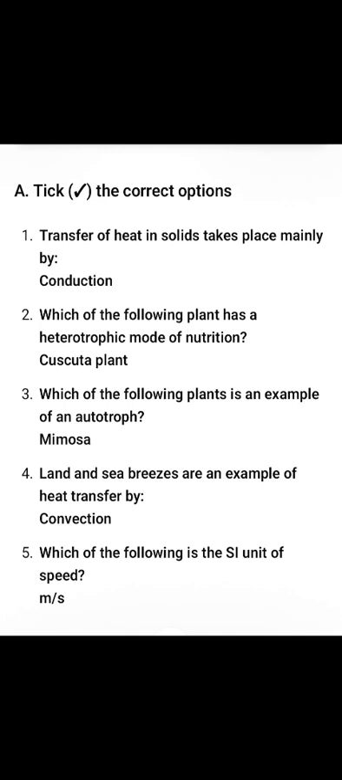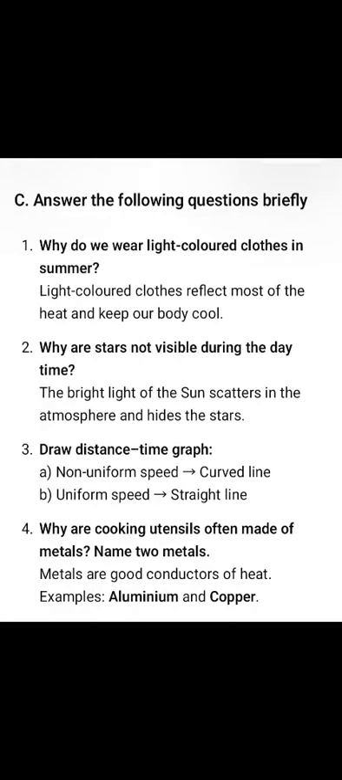Which of the following is the SI unit of speed? Meter per second. Why do we wear light colored clothes in summer? Light colored clothes reflect most of the heat and keep our body cool. Why are stars not visible during the daytime? The bright light of the sun scatters in the atmosphere and hides the stars.